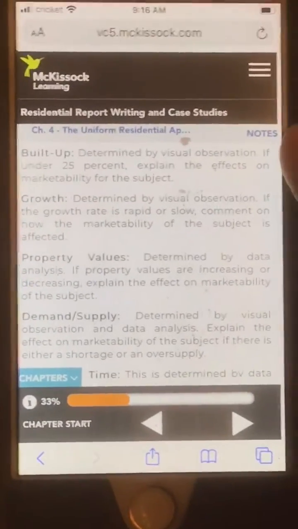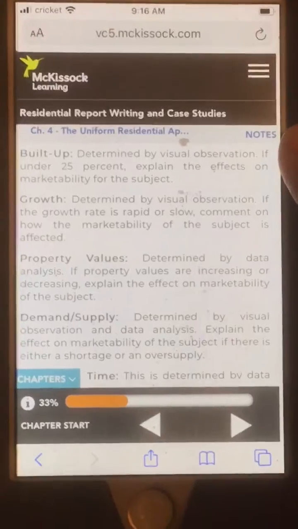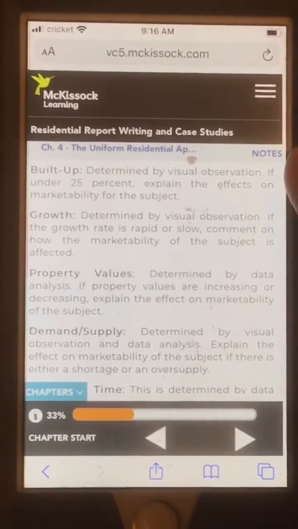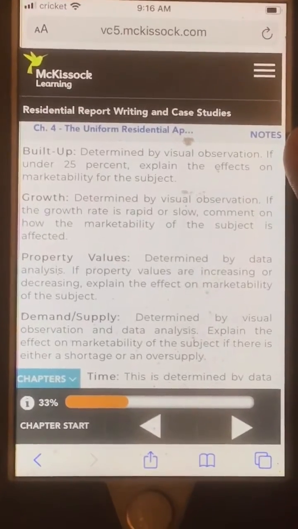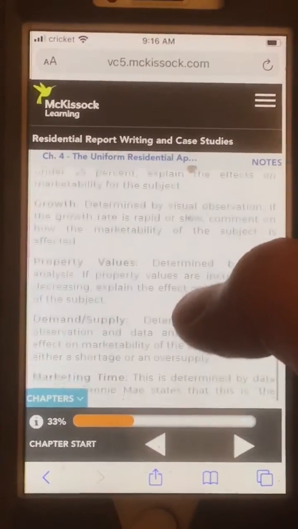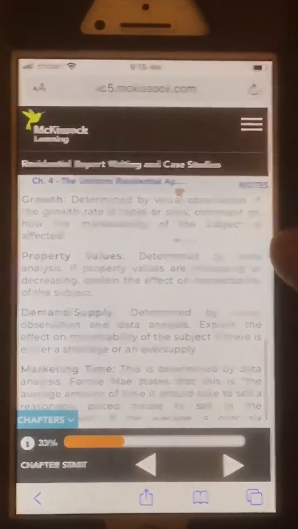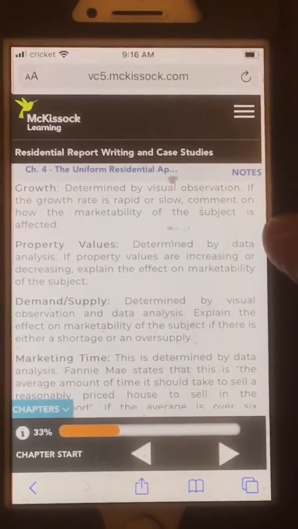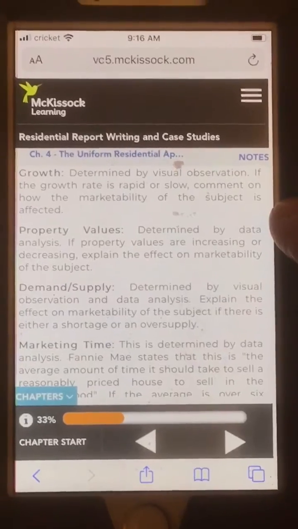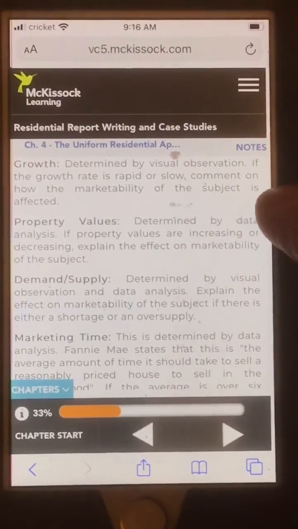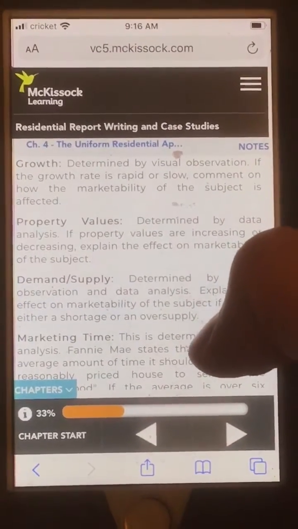Built up, determined by visual observation. If under 25%, explain the effects on marketability for the subject. Growth, determined by visual observation. If the growth rate is rapid or slow, comment on how the marketability of the subject is affected.